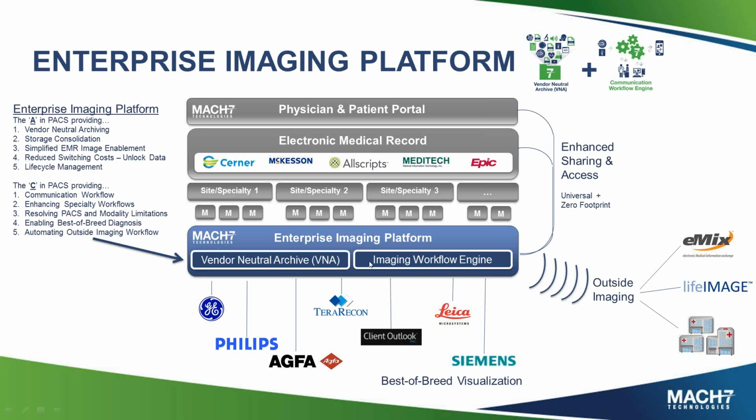But beyond that too is an important piece, and for those of you looking for a vendor neutral archive, I would encourage you to look beyond just the archiving piece. There's a lot of workflow around how archiving happens. And it's really the workflow engine that, I believe, really completes that strategy. It's the workflow engine that enables communication with outside imaging. It may be with other facilities, it may be with some of the common cloud vendors out there, such as eMix and LifeImage. And by no means am I trying to promote any particular vendor here. I'm just trying to show a sampling.